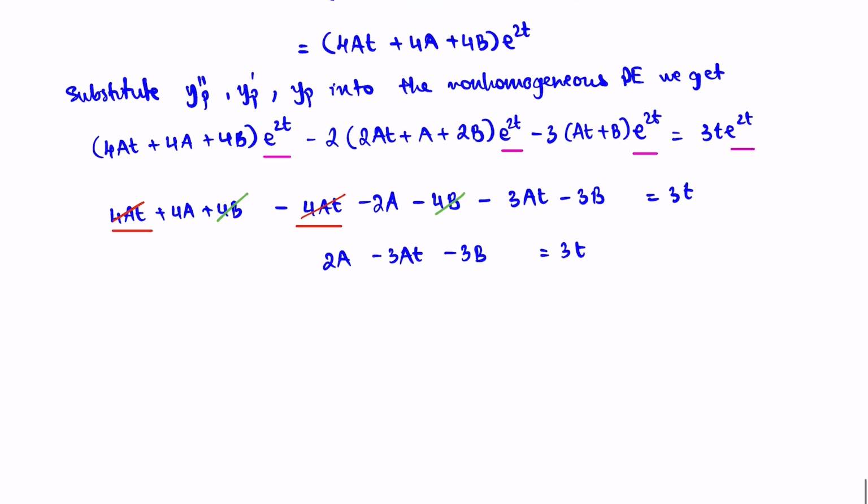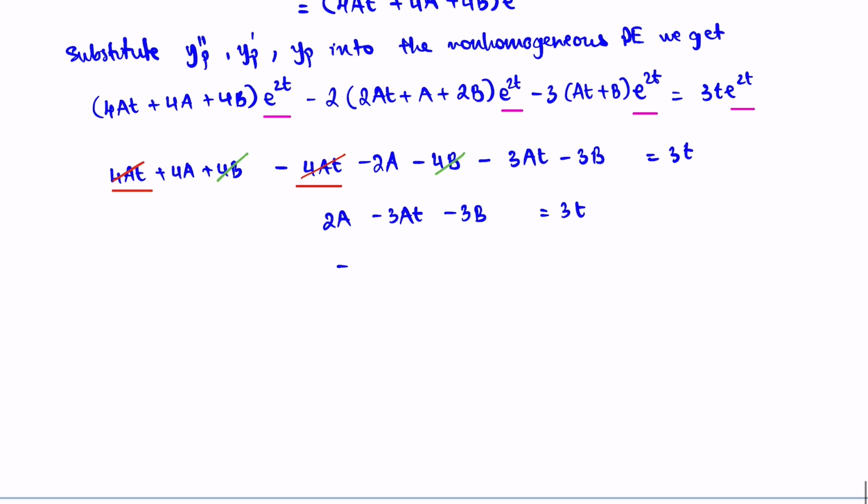Alright, so let me rewrite this a little bit more. You have negative 3a times t plus 2a minus 3b equal to 3t. Now the next step is to match the coefficients on both sides of the equation. You have the coefficient in front of t, which is negative 3a on the left hand side, and on the right hand side you have the coefficient of t, which is 3. So that's the first equation you're going to get. So match the coefficients.